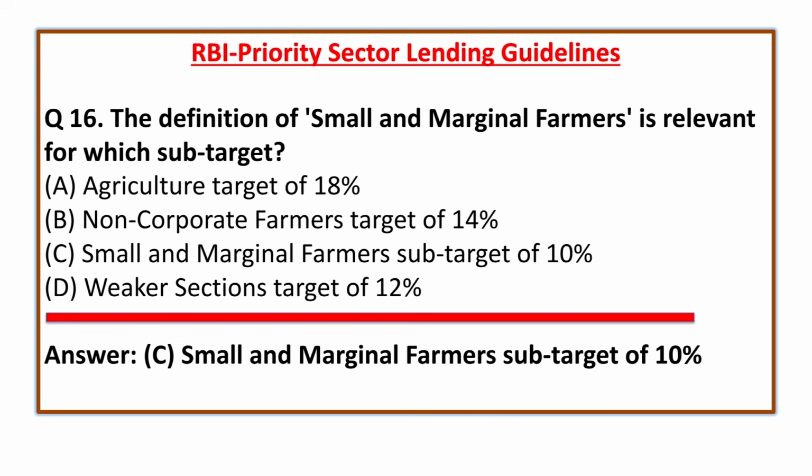Question 16. The definition of small and marginal farmers is relevant for which sub-target? A. Agriculture target of 18%. B. Non-corporate farmers target of 14%. C. Small and marginal farmers sub-target of 10%. D. Weaker sections target of 12%. Answer. C. Small and marginal farmers sub-target of 10%.